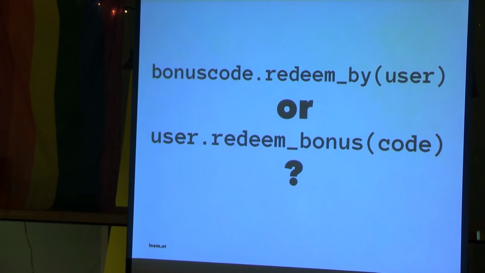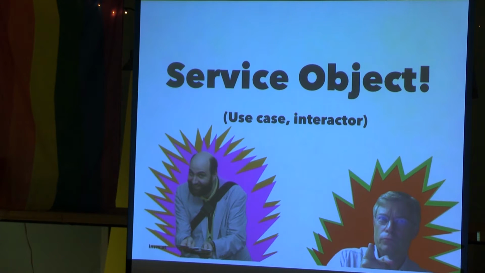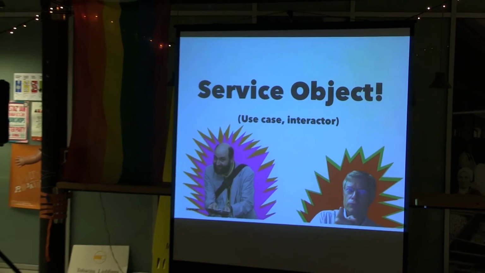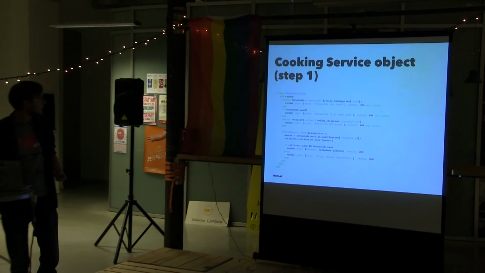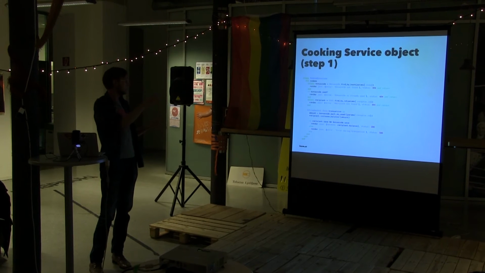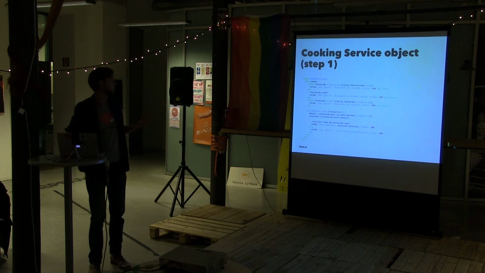And there is no right answer here, because these 2 guys remind us that there is a thing called service object. Somebody calls them use cases or interactors. And these are classes whose goal is to help you manage business logic like this. So let's try to cook the service object. Let's put all our method into a simple Ruby class, and we call it redeem bonus code.